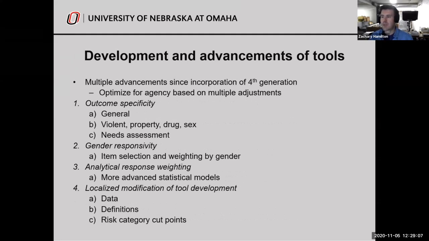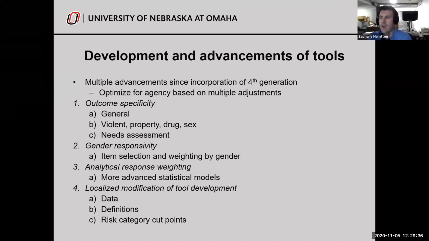So as we've seen within the last 5 to 7 years, there are multiple advancements that have pushed these 4th generation tools a little bit further. And what I'm going to describe is the process of optimization. Optimization is essentially taking a tool that might be one of these off-the-shelf tools and specifying it more accurately for a given agency. And a lot of what's been done around optimization are these 4 bullets that I'm going to walk through here.